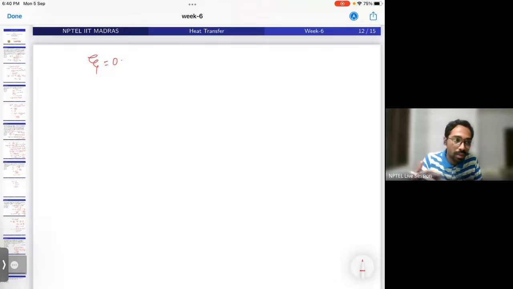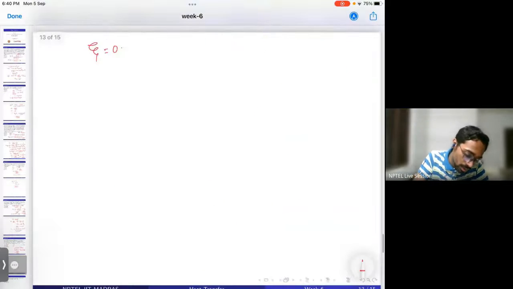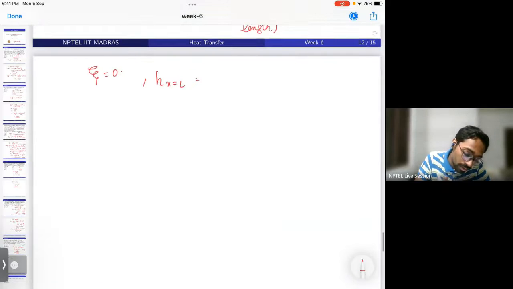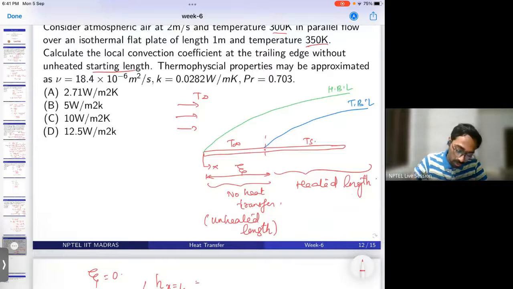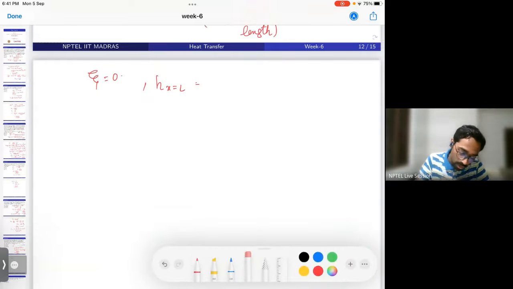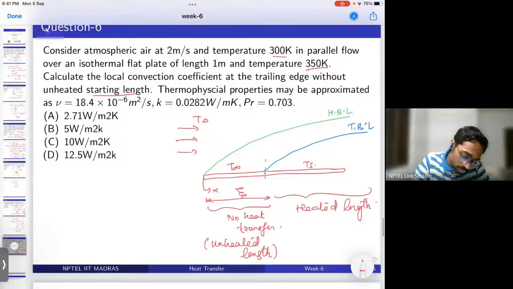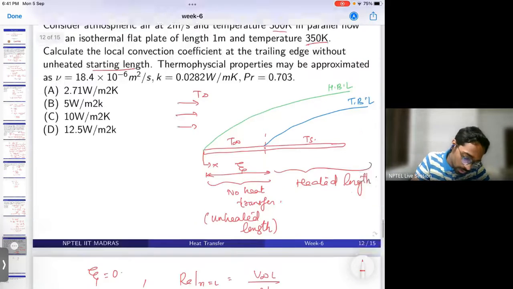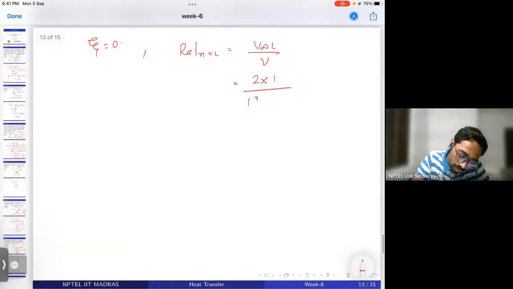This is the same as we have done in the previous questions. We are asked to find the heat transfer coefficient at the trailing edge, that is h at x equal to L. First, we need to calculate whether the flow is laminar or turbulent, because the question does not specify. So the Reynolds number at x equal to L is u infinity L divided by mu. u infinity is 2 meter per second, L is 1 meter, and mu is 18.4 into 10 raised to minus 6.